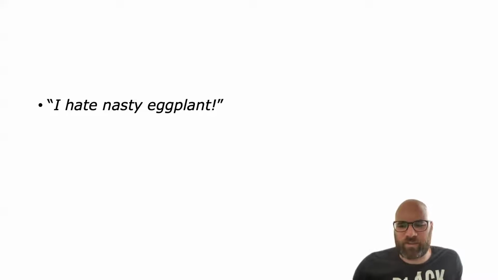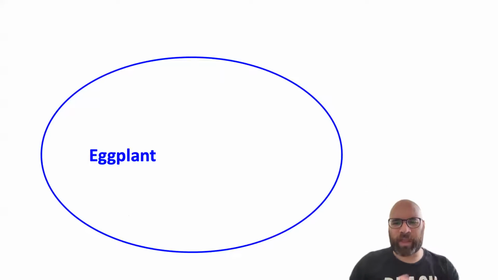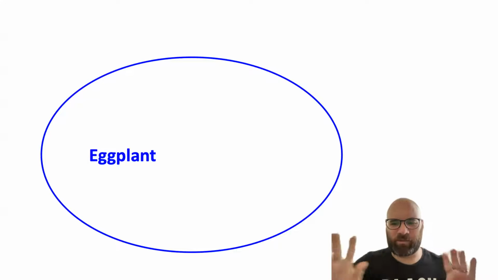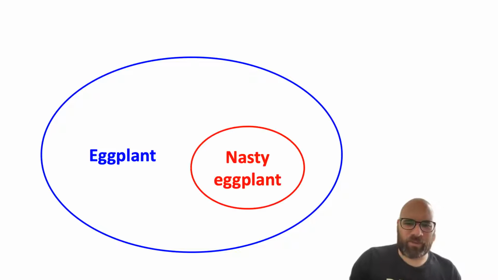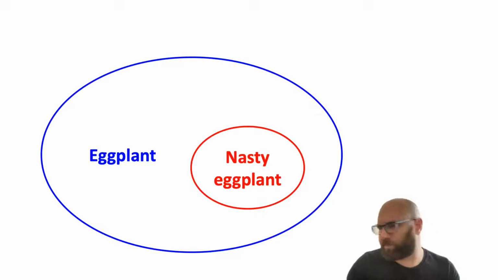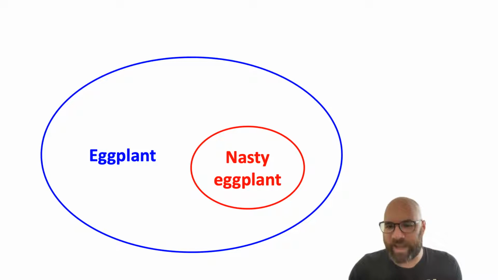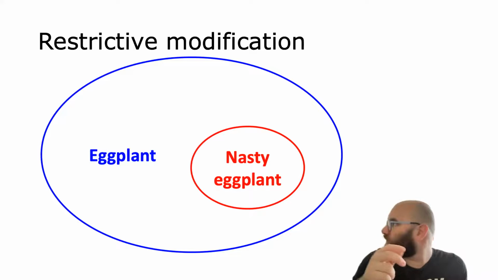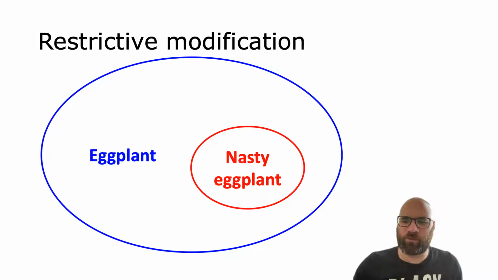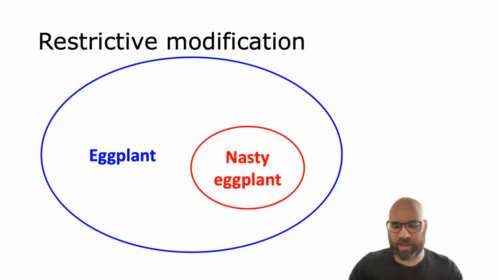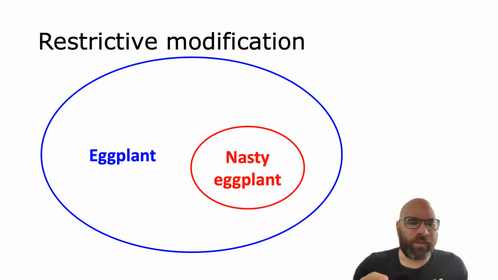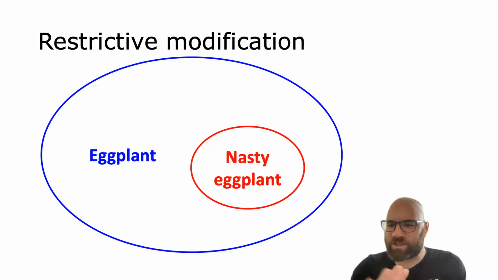One interpretation is like this. So imagine we have all the eggplant in the world. We can draw a circle that represents all the eggplant. And within that circle, there's a subset of that, which is nasty, right? So there's most eggplant. Some of that eggplant is nasty eggplant, and the rest is non-nasty eggplant. So this is what's called a restrictive modification, where I use nasty to restrict which kind of eggplants I'm talking about. So under this interpretation, if I say, I hate nasty eggplant, that would mean that I don't hate all eggplant, I just hate the nasty one. Maybe I'm okay with the non-nasty eggplant, right? So that's a restrictive modifier.